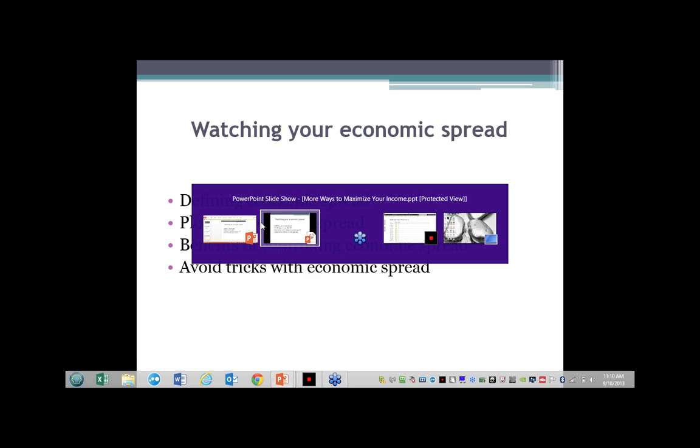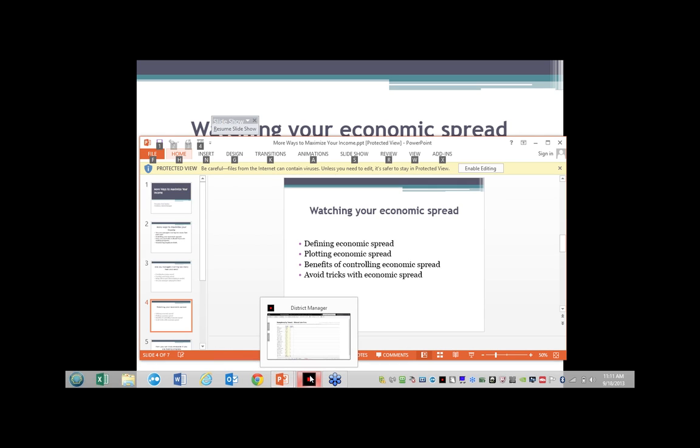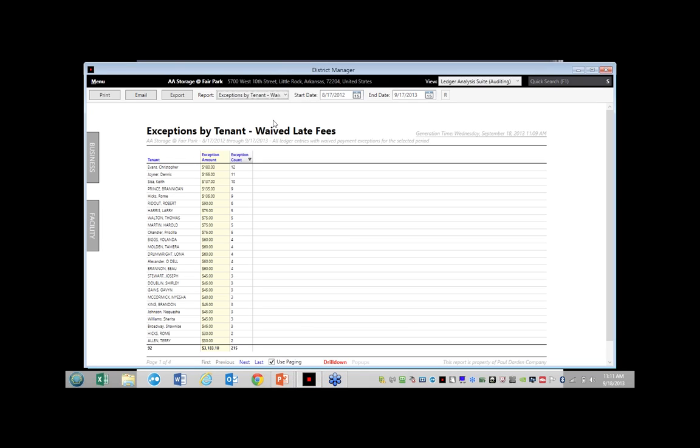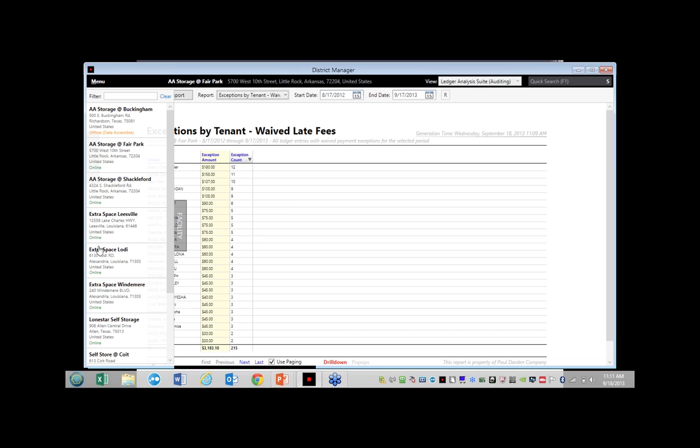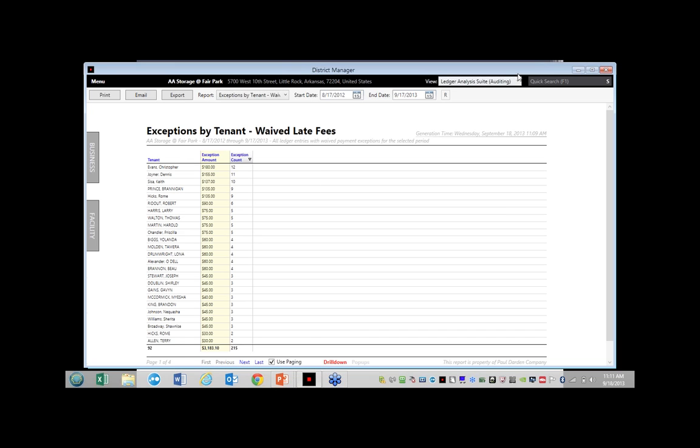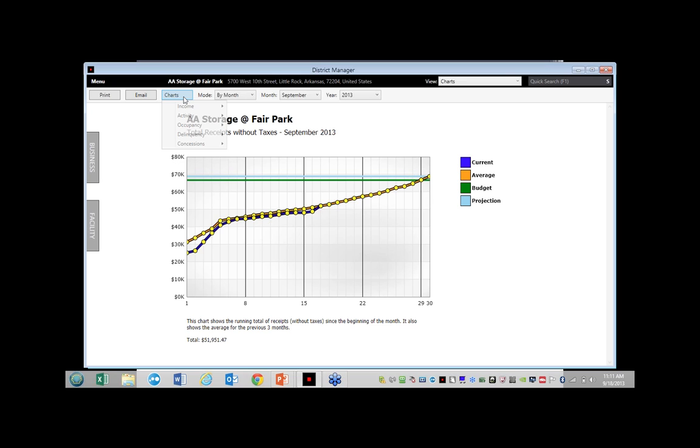Here we go. And I'm going to go to a different report, where we're looking at the economic spread. I want to go to a specific location here, our Fair Park location, and then I want to look at a particular chart. So I'm going to go up and look at a chart that is our occupancy charts by area and effective occupancy.